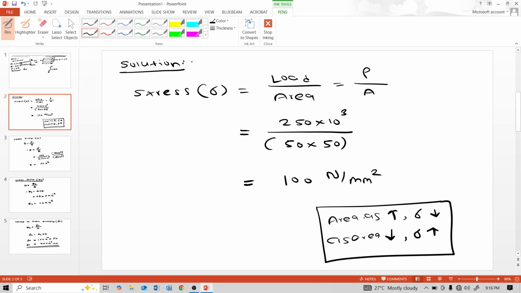As we increase the cross sectional area of this rectangular bar, the stress acting on this bar decreases. That means the strength of this bar increases. And when we decrease the cross sectional area, the stress on this bar increases. That means this bar has low strength.